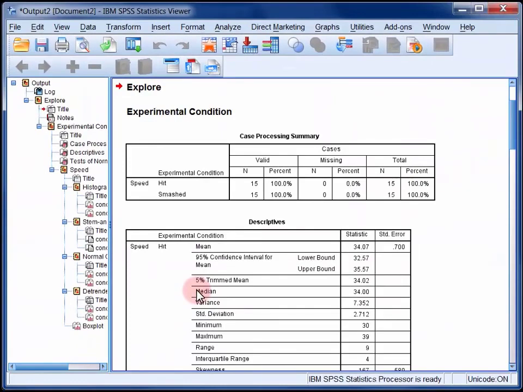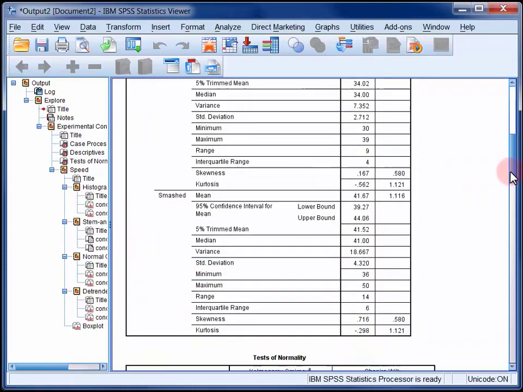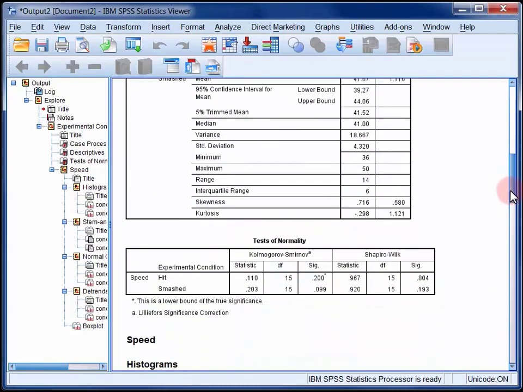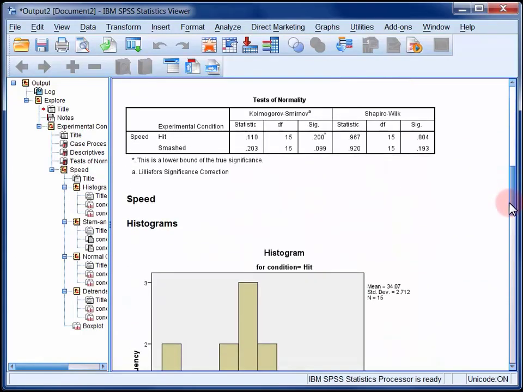Now this provides us with quite a lot of output to assess, and firstly I want you to note how we have a separate set of output for each of the conditions. So a separate set of output for each level of the variable which I entered into the factor list.